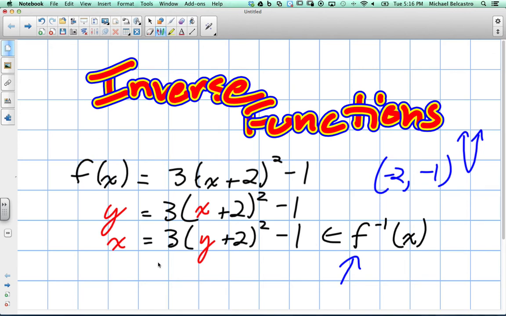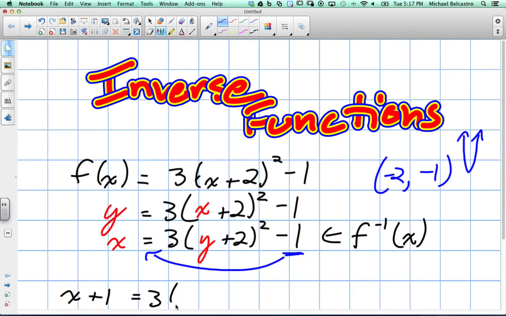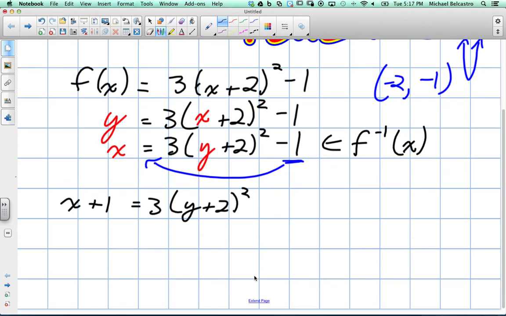Okay. Now, to actually find the inverse function, we still want to set it equal to y. So we have to go through the process of isolating y. The first thing I'm going to do is kind of like a reverse BEDMAS. We're going to bring -1 back to the other side. So that will read x plus 1 is equal to 3y plus 2 squared. Does that make sense?